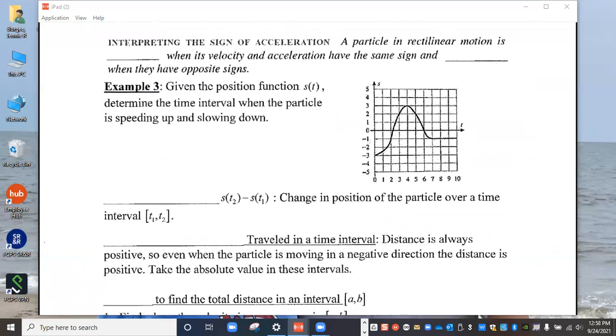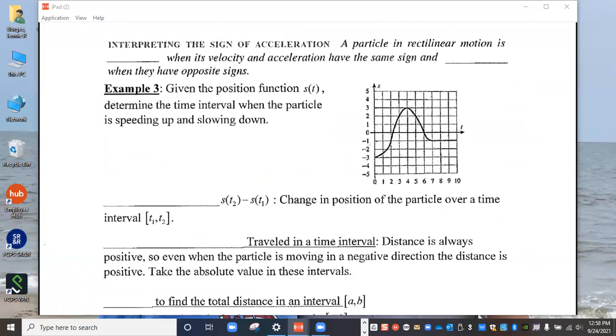So remember what we just talked about? A particle is speeding up when its velocity and acceleration have the same sign, and it's slowing down when they have opposite signs.